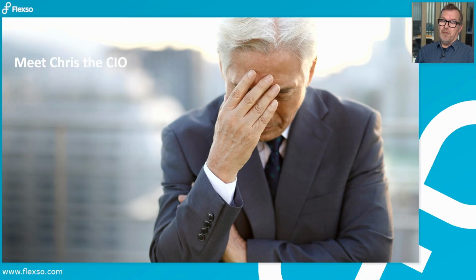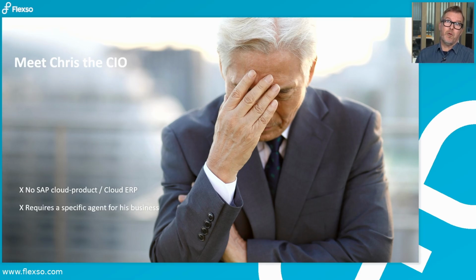So meet Chris, our CIO. He wants to make use of AI. But again, he's on-premise, doesn't have the cloud product, doesn't have Joule, but we'll be showing that it's not a problem. Or you are in the cloud, but you need specialist AI agents to do what your business requires. Again, then you have particular needs, and you might want to use your own AI. You might want to use Copilot instead of Joule in your business context.